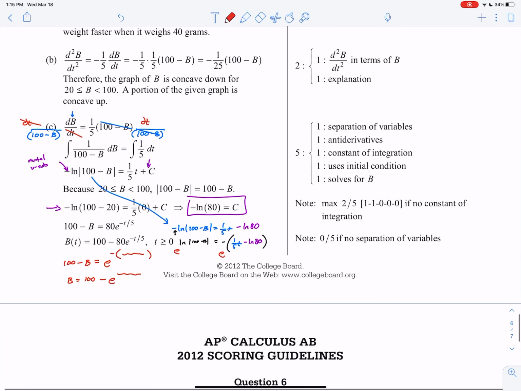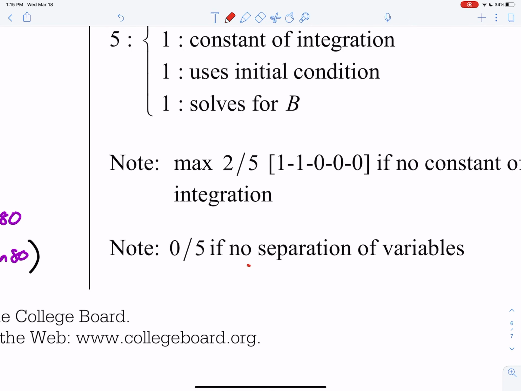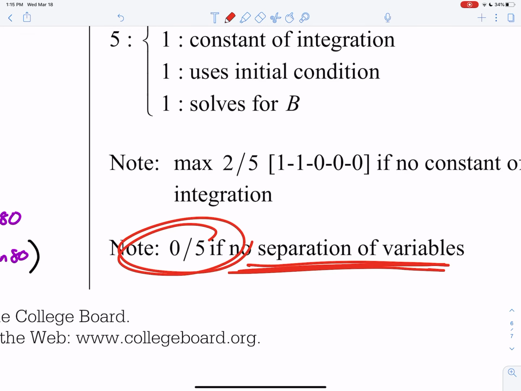And that's it. I want to note, if you don't separate, you lose all of your points. So it's important that we practice this section.